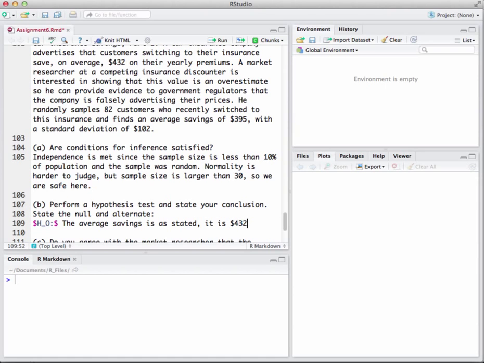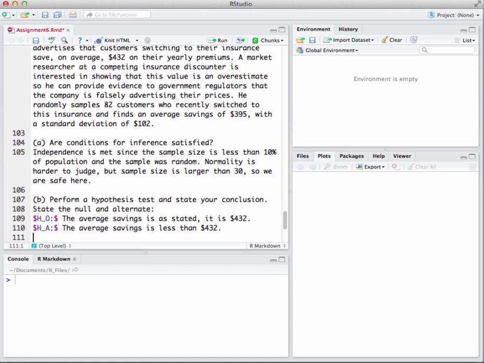So what does our intrepid competitor think here? Well, he thinks that they're full of malarkey, and he's saying that, oh no, it's less than that, they're overstating their case. The average savings is less than $432. Okay, so that's how we're stating the null and alternate in English.